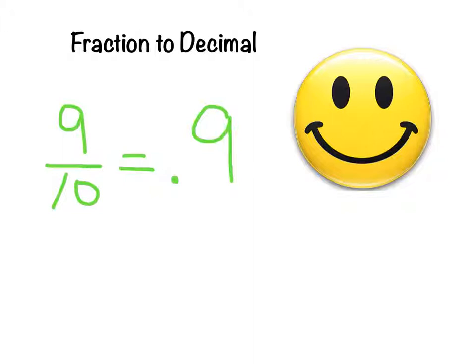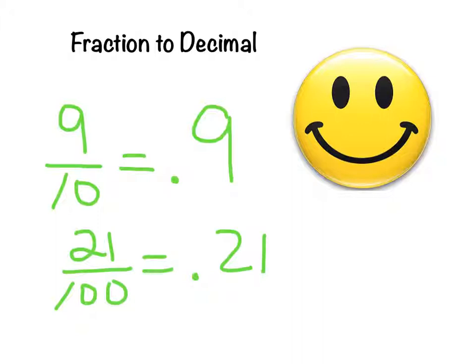Keeping with our happy numbers, let's look at 21 over 100, or 21 hundredths. Again, the way you say it is simply the way you write it as a decimal. 0.21, I go out to the hundredths place, is 21 hundredths.